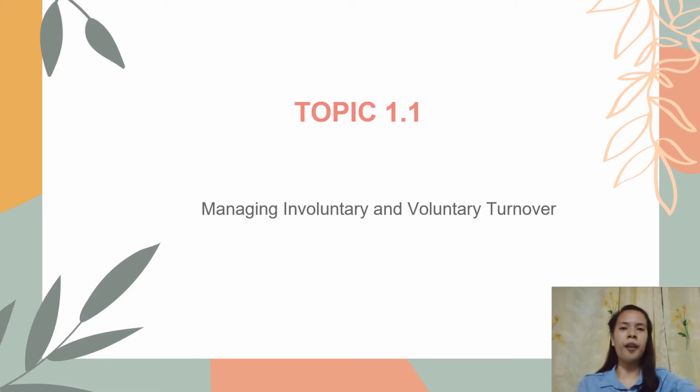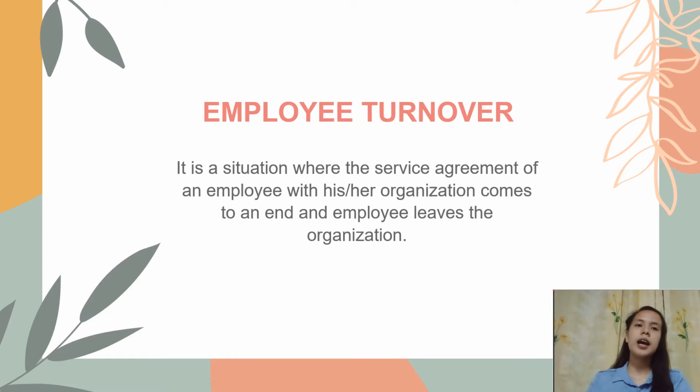Topic 1.1: Managing voluntary and involuntary turnover. Employee turnover is a situation wherein the service agreement of the employee with his or her organization comes to an end and the employee leaves the organization. Either the employee leaves the organization of his or her own accord, or he or she has been dismissed by the organization. Employee turnover has two types: the voluntary turnover and the involuntary turnover.